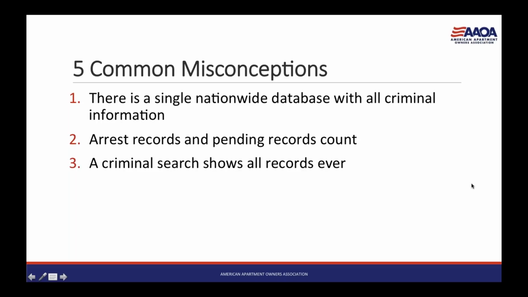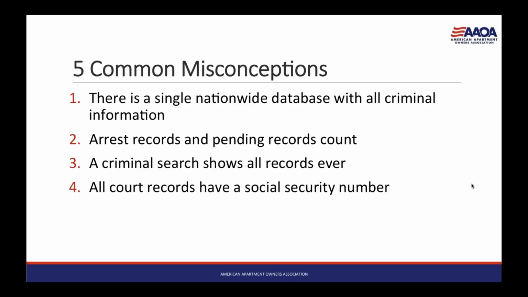The third misconception here is that we show all criminal records ever. That's also not true. Because we are Fair Credit Reporting Act compliant, we can only show you a 7-year limit, so any crime that occurred in the last 7 years. Once it starts going further back from that, we can't show you that. Otherwise, we would not be compliant with the FCRA.